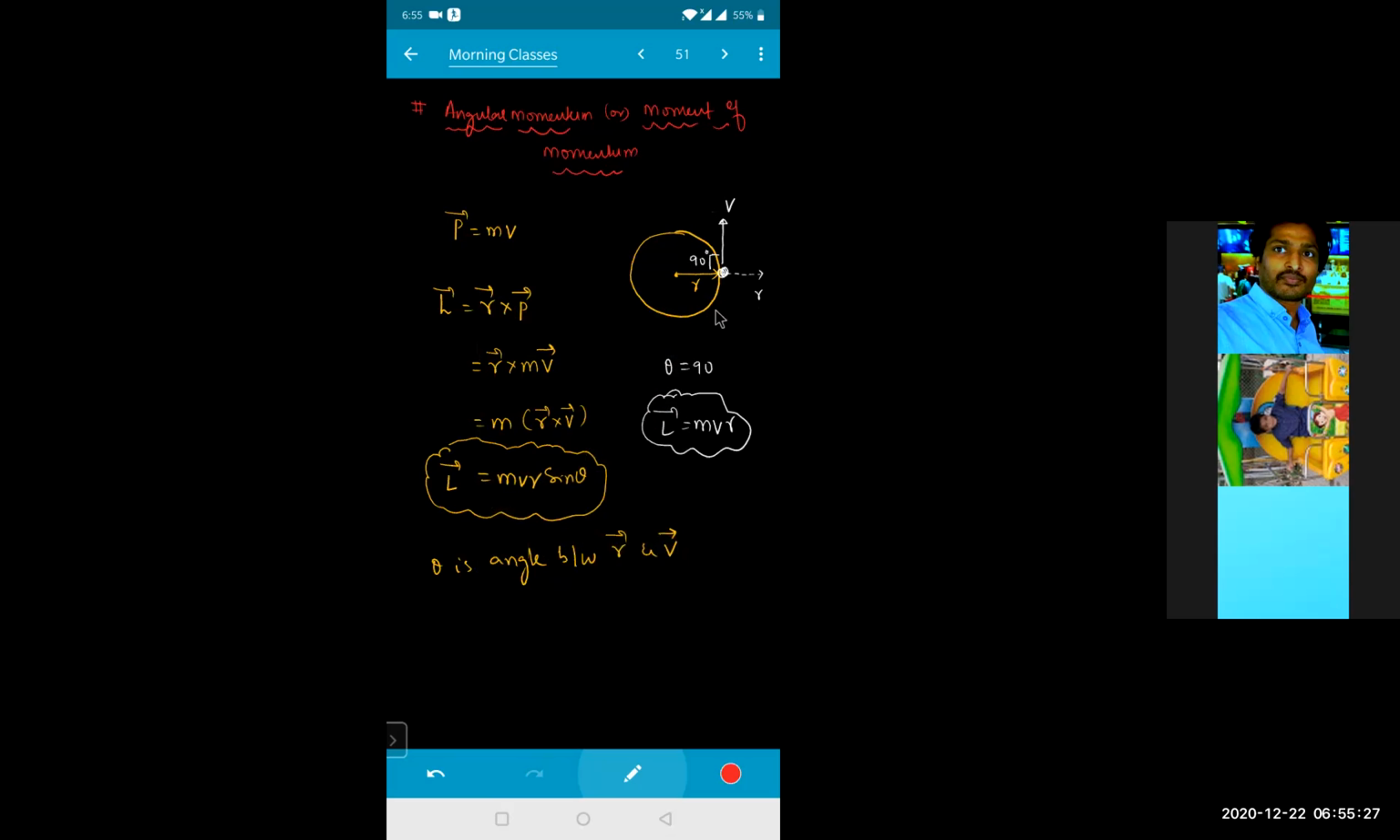Take your right hand. Keep all the fingers in the direction of your r and rotate it from r to v. So the thumb is pointing in which direction? Outward direction. So L bar is outwards.